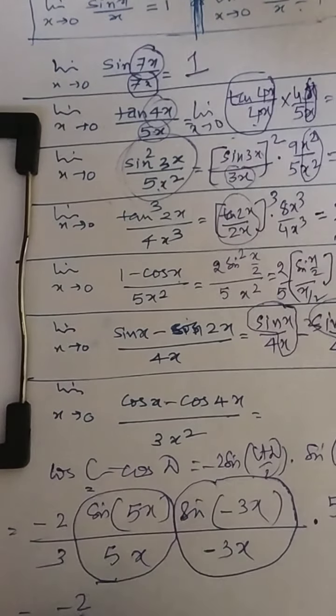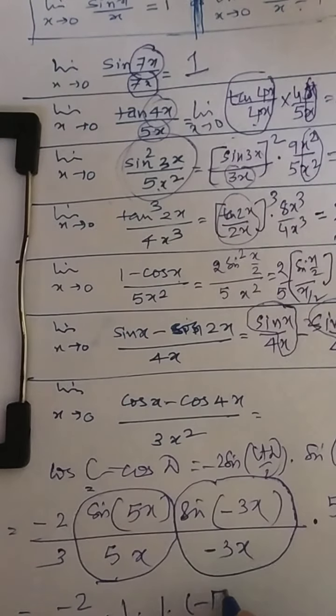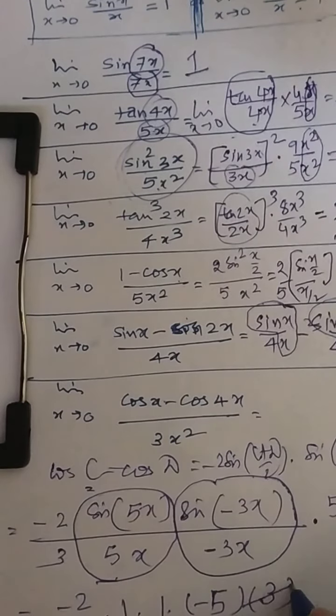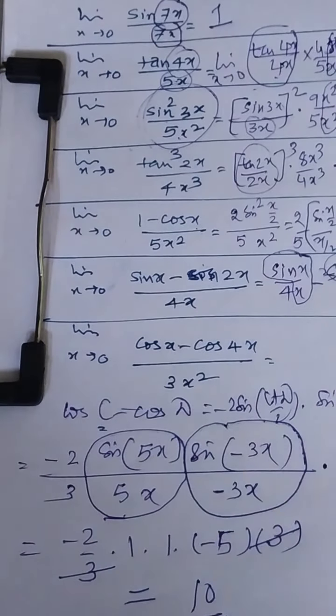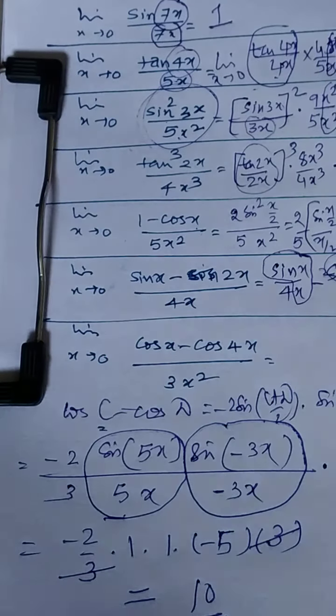Now what is left? Minus 2 by 3 into 1 into minus 5 into over here 3. So this 3 and 3 will get cancelled. You will get the answer as 10. So this is a way of answering this kind of question.